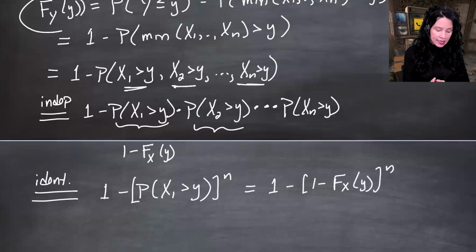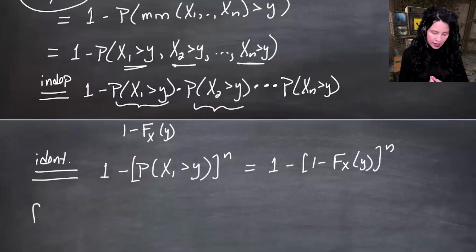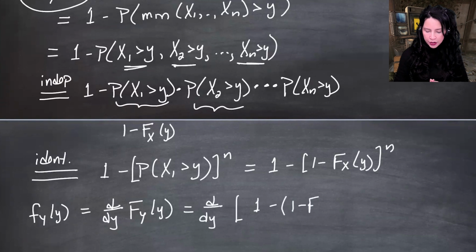So that is the CDF for y. And we can get the PDF for y by taking the derivative of the CDF for y with respect to y, and that is the derivative with respect to y of this whole expression here.